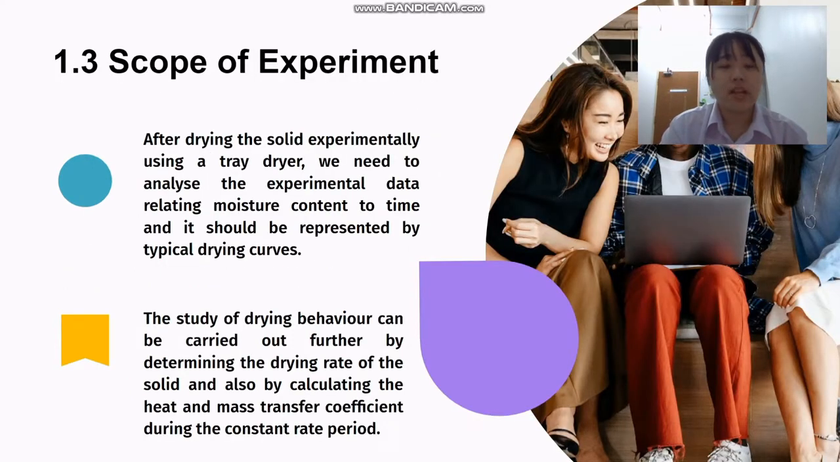The scope of the experiment. After drying the solid experimentally using a tray dryer, we need to analyze the experimental data relating moisture content to time, and it should be represented by a typical drying curve. The study of drying behavior can be carried out further by determining the drying rate of the solid and also by calculating the heat and mass transfer coefficient during the constant rate period.